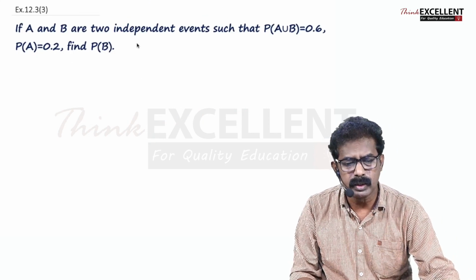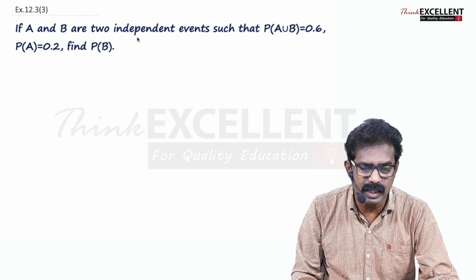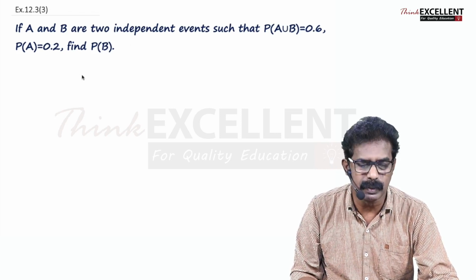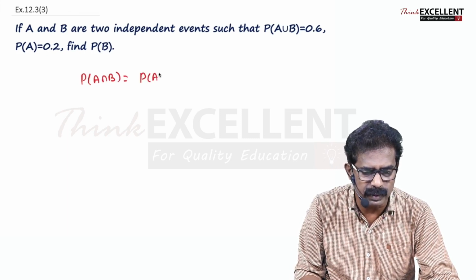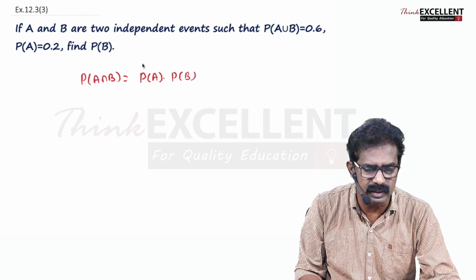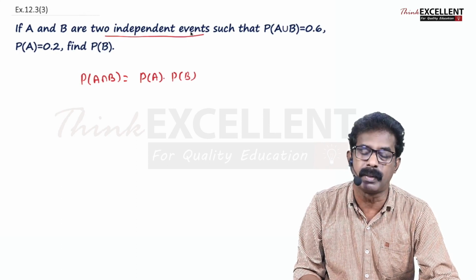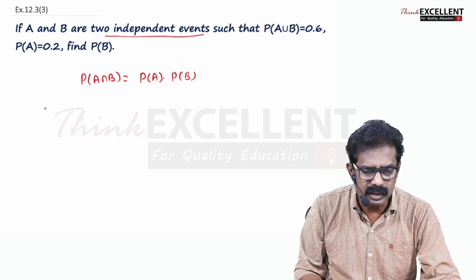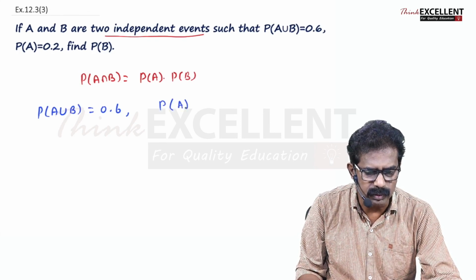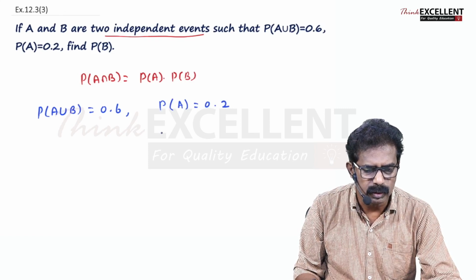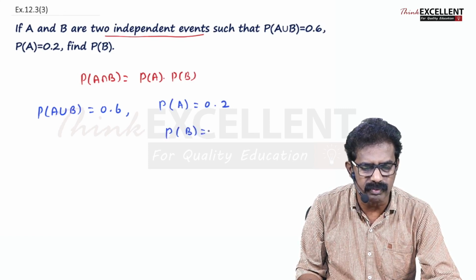A and B are two independent events. It is given in the question that A and B are two independent. So you know P of A intersection B is equal to P of A into P of B. This we know because it is given A and B are two independent events. And what else is given? P of A union B is given as 0.6. P of A is equal to 0.2. The question is, you find P of B.